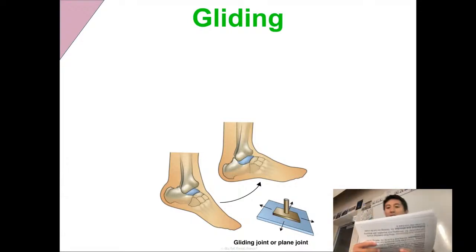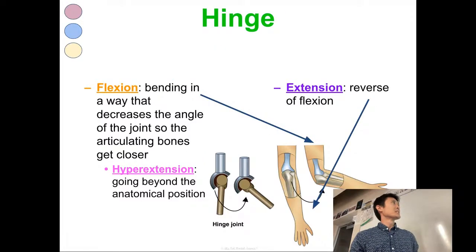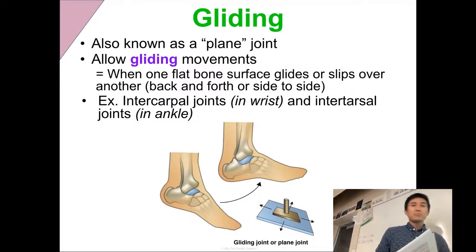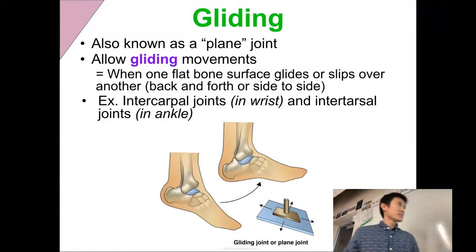All right, so here's the first one. Top right corner, we have what we call the plane joint or the gliding joint. Okay, the plane joint or the gliding joint. It allows gliding movements.